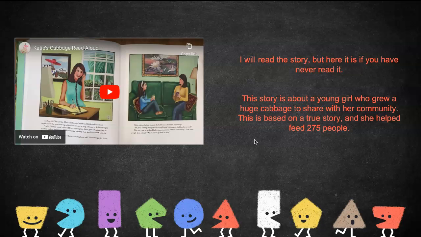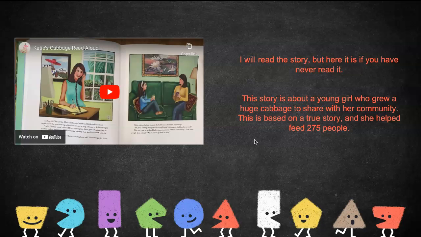But we would watch the video, or we would actually have the book, and I would read the book with my kids. That way they can actually see the book, hold the book if they want to, and we can go through and flip through the pages and re-look at it the next day when we're retelling the story. So here's the book if you have never read it.